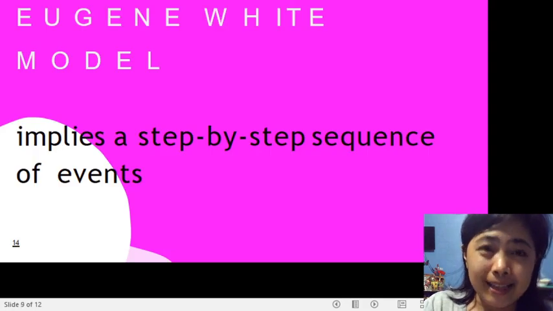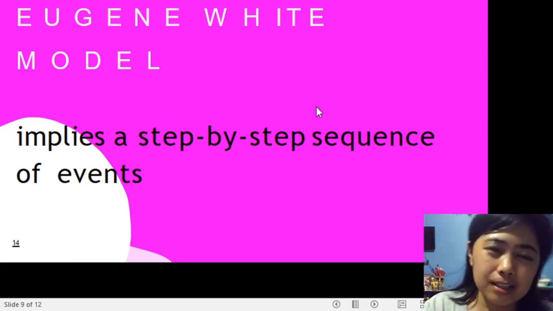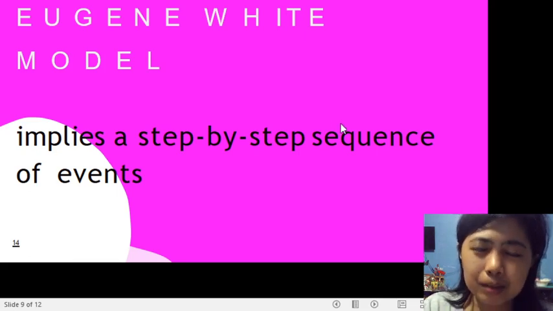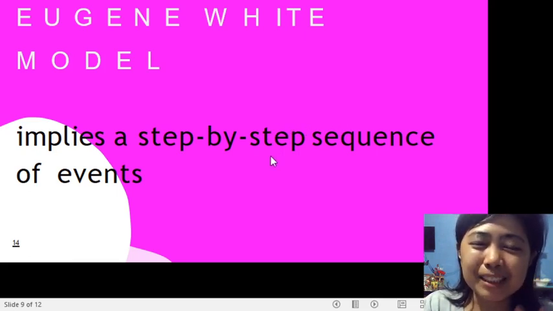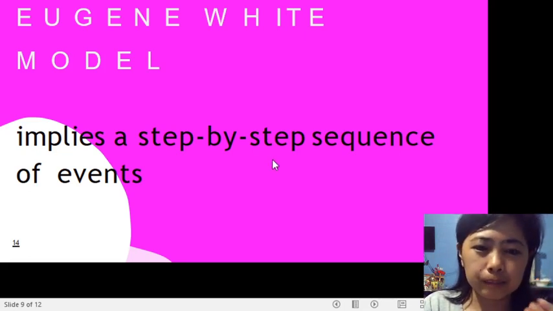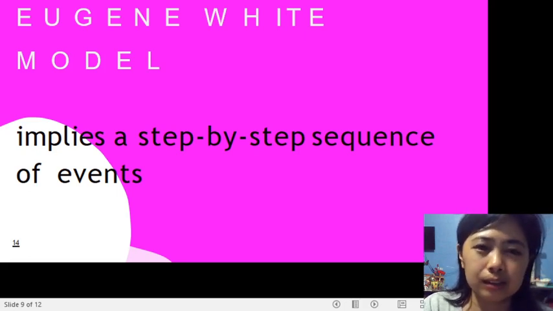Okay. Next, the last model of communication that we have here is the Eugene White model. This is a kind of communication that is repetitive, a step-by-step sequence. So you have to repeat the event, but the quality of interaction is unnoticed.